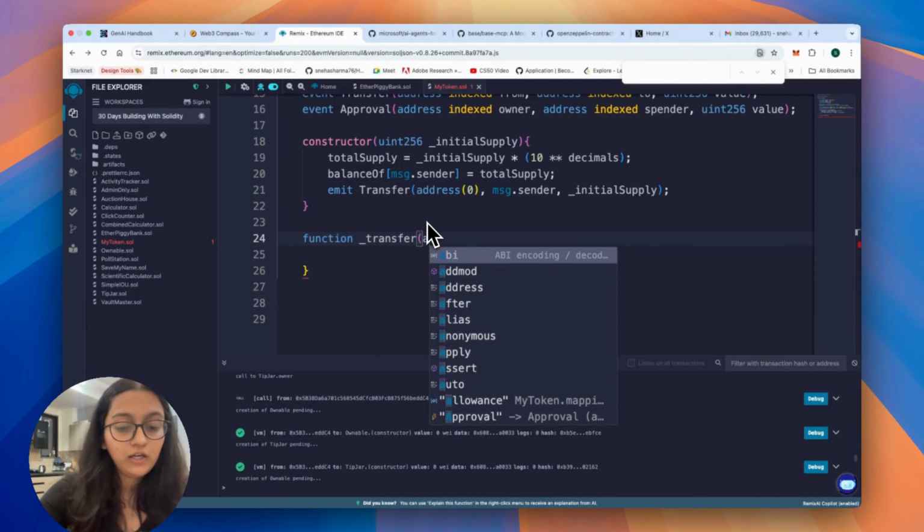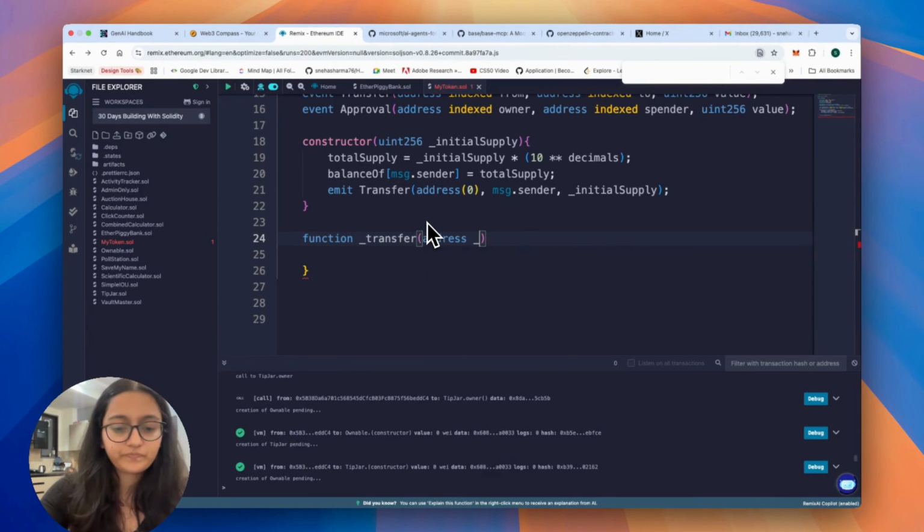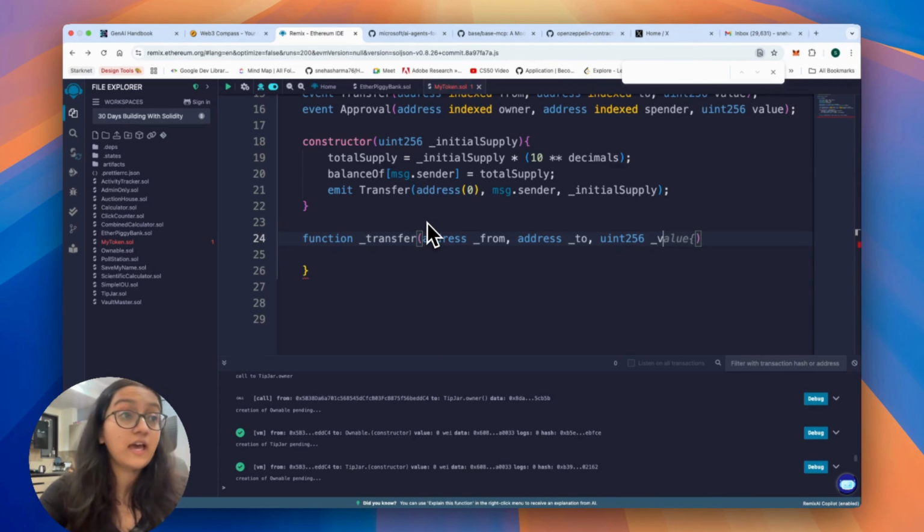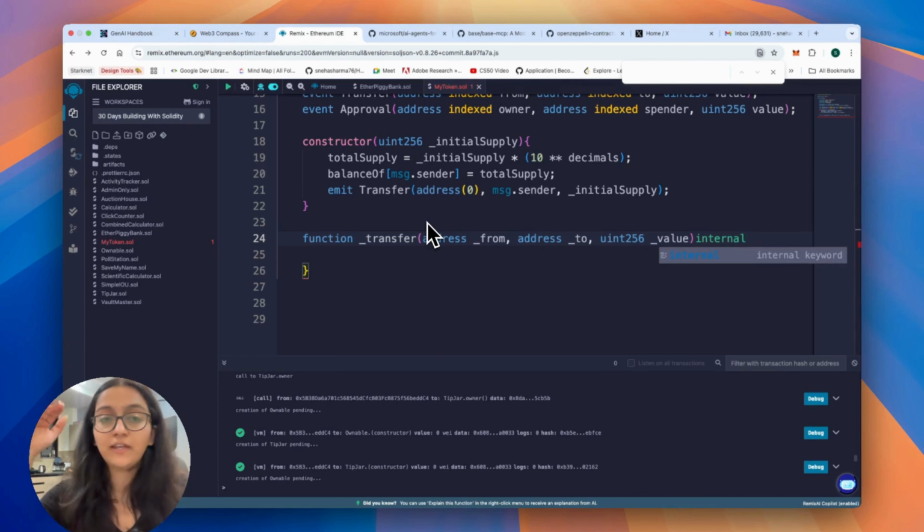So we're saying, okay, address from, address to, and then uint256 value again. And this has to be an internal function. Why? Because I'm only approving it internally, and it can be called only from within the contract or its derived contracts, not by any external users. I'm not giving anyone the access to spend it on my behalf, right?